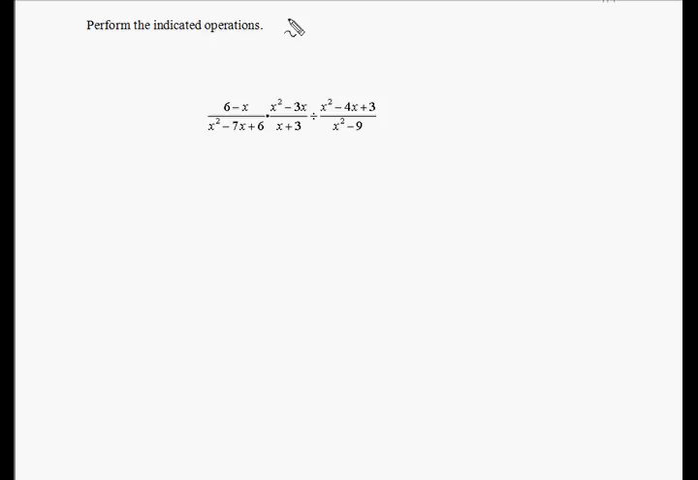Well, here's a doozy of a problem. We're going to perform the indicated operations. We're going to multiply and divide these fractions. Let's first take care of that division. We don't want to divide.